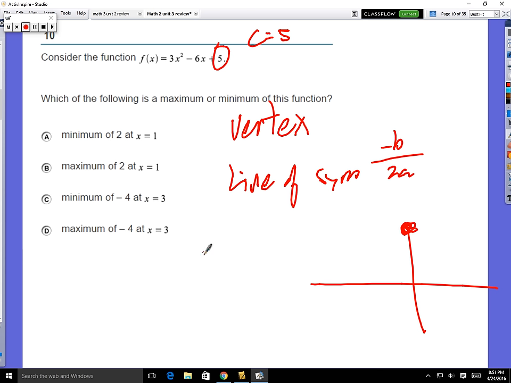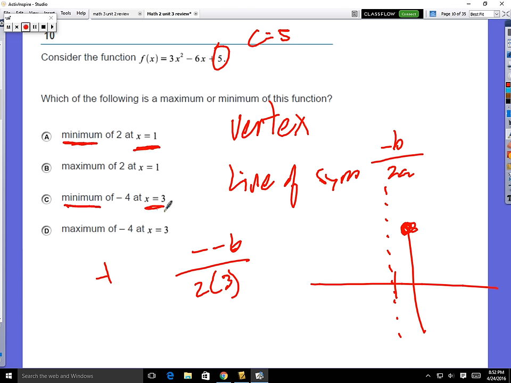So my line of symmetry is negative b, negative 6, divided by 2 times 3. And that is at negative 1. So over here at negative 1, that is your line of symmetry. So let's see if that gets us anything. Uh-oh. So I'm looking at the minimums. Neither one of them says x is negative 1; this says x is 1 and this says x is 3.